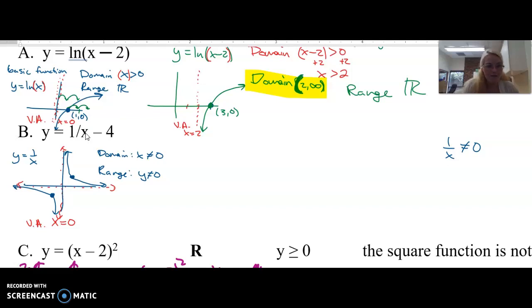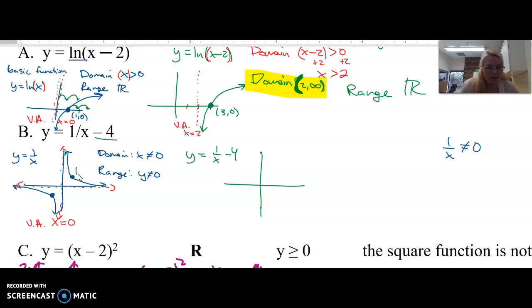Now, what happens when I subtract 4 from the whole thing? y is equal to 1 over x minus 4. Well, is that going to change the x values? Is that going to shift my graph to the right or to the left? No, nothing's happening to the x values. What's happening is to the y values.